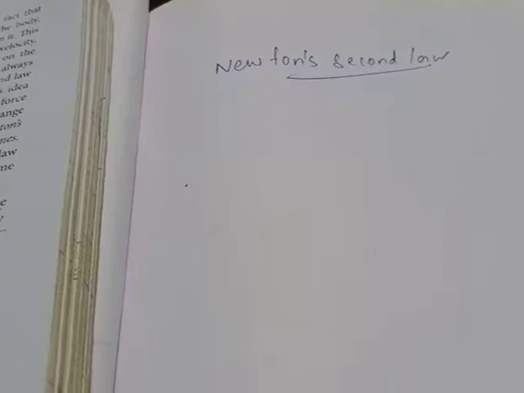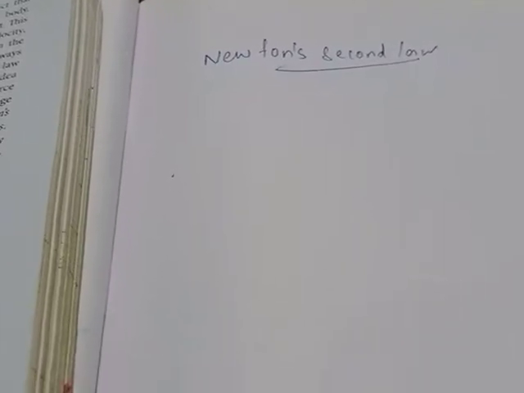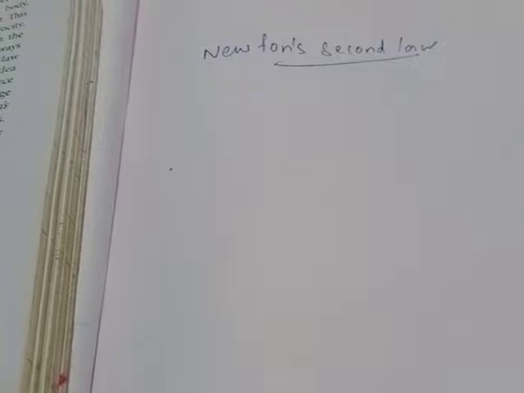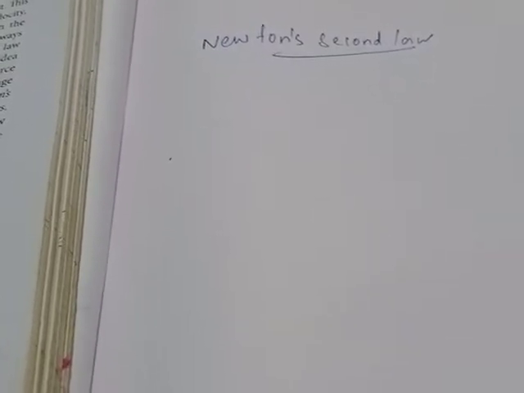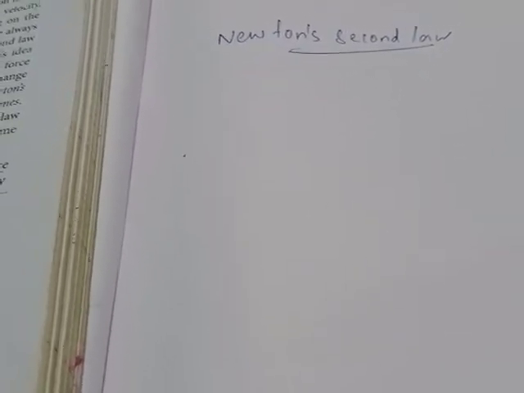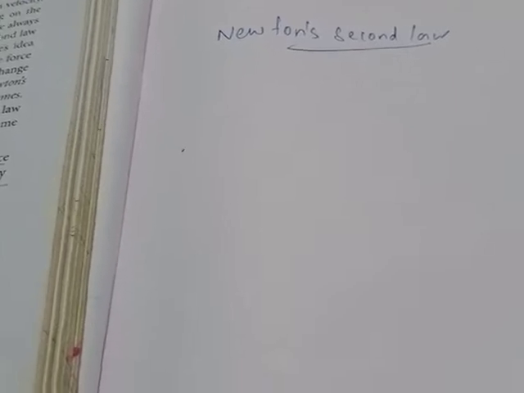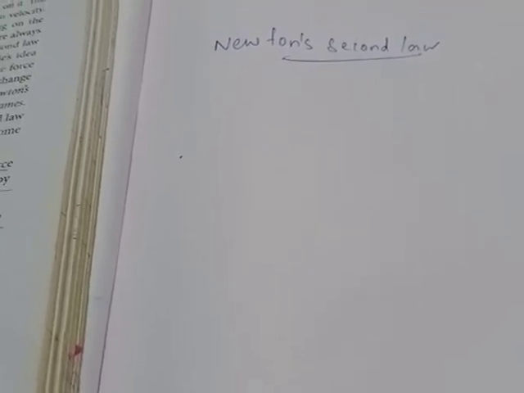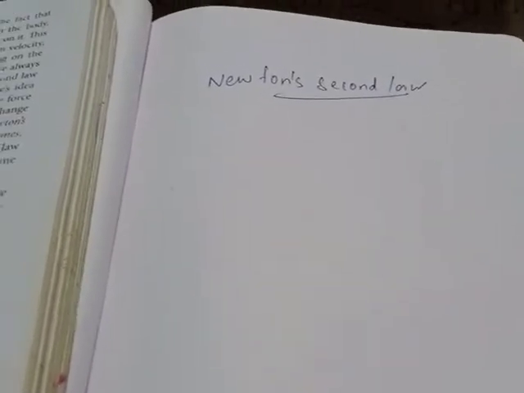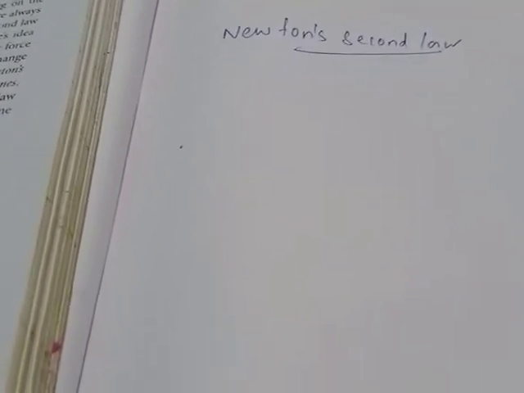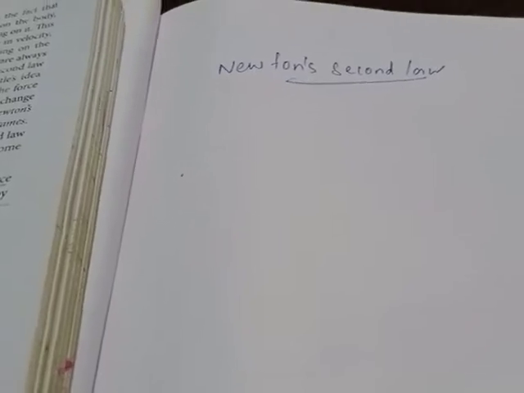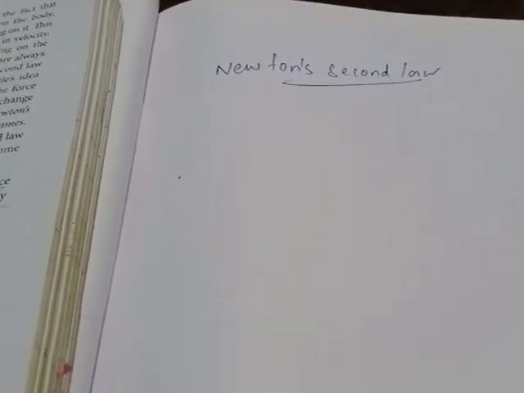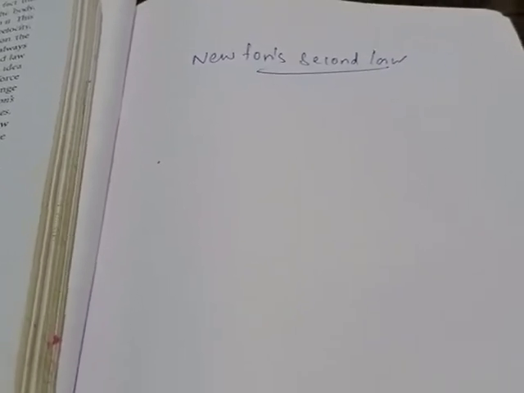Students, in the previous video session you have gone through Newton's first law and the types of inertia based on the circumstances. In that you have gone through the inertia of rest, inertia of motion, and inertia of direction. So different types of inertia you have gone through in the last video. Today let us discuss Newton's second law.